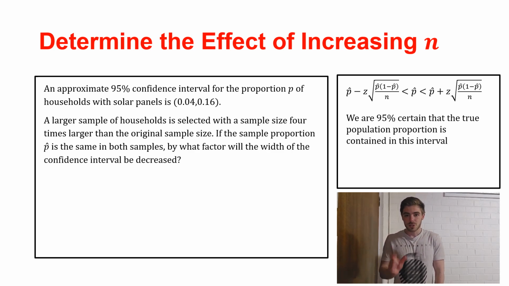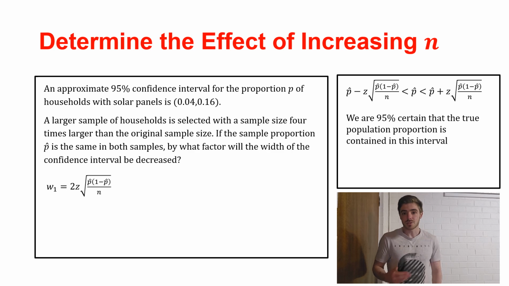We know that the width of a confidence interval is directly proportional to the standard deviation terms either side of the interval. Since to create our interval, we just start with our p-hat and add and subtract our standard deviations either side. So the width of a given confidence interval is just 2 times the standard deviation term. So in this case, 2 times z multiplied by the standard deviation.